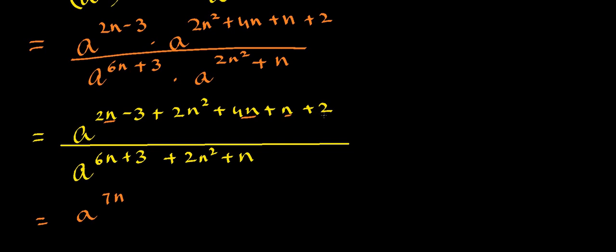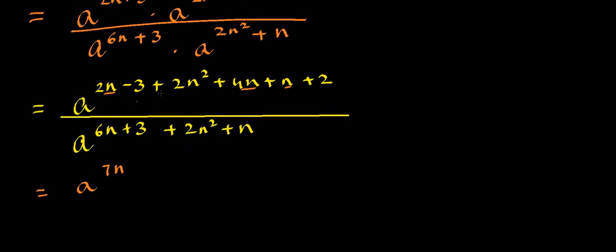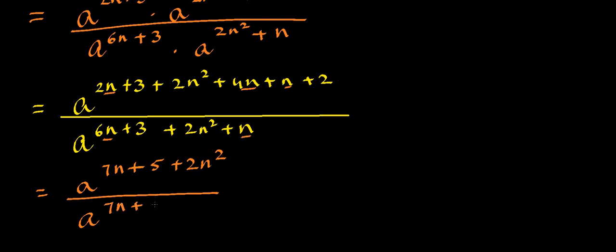Was it really minus 3? Yes. Minus 3. This will be plus 3, okay? Plus 3 plus 2 will give me plus 5, and plus 2n square. Okay, upon, what do we have? A raised to 6n plus n, 2 common terms over here, 7n plus 3 plus 2n square.